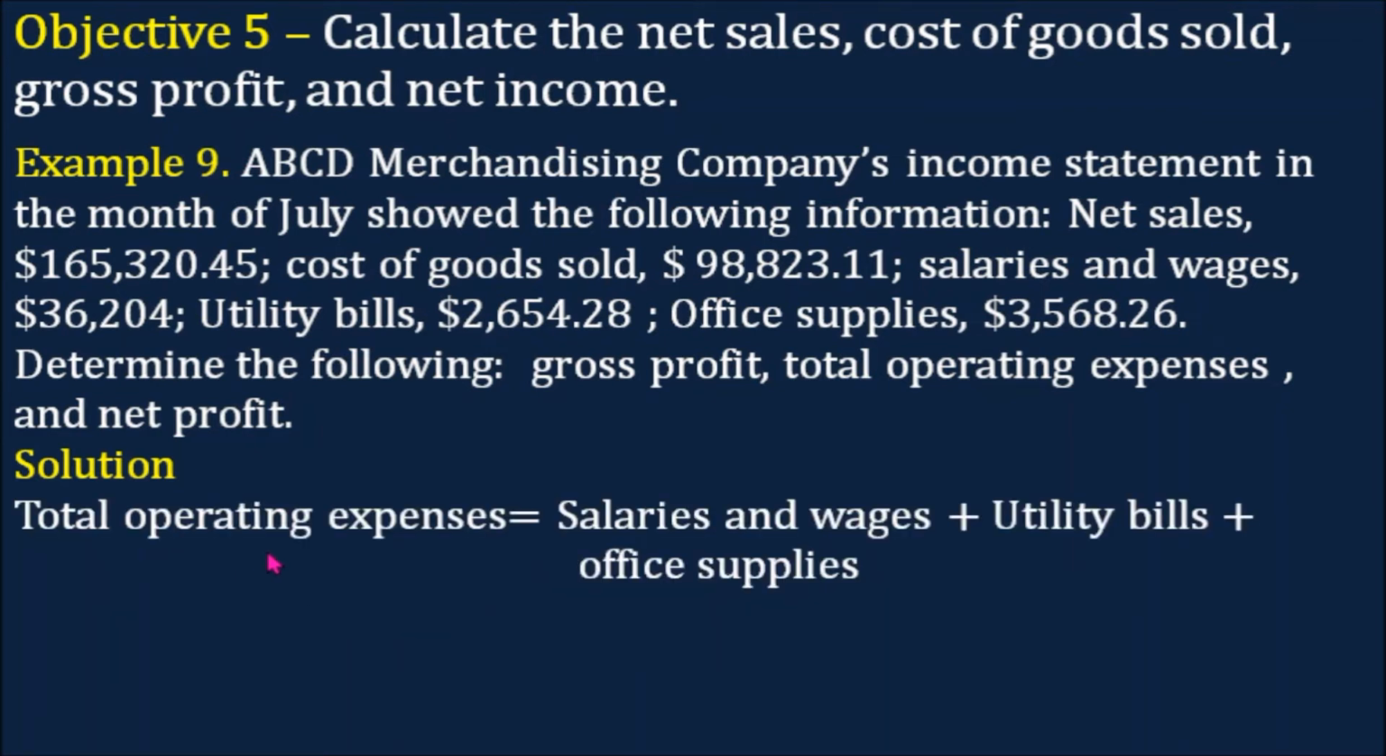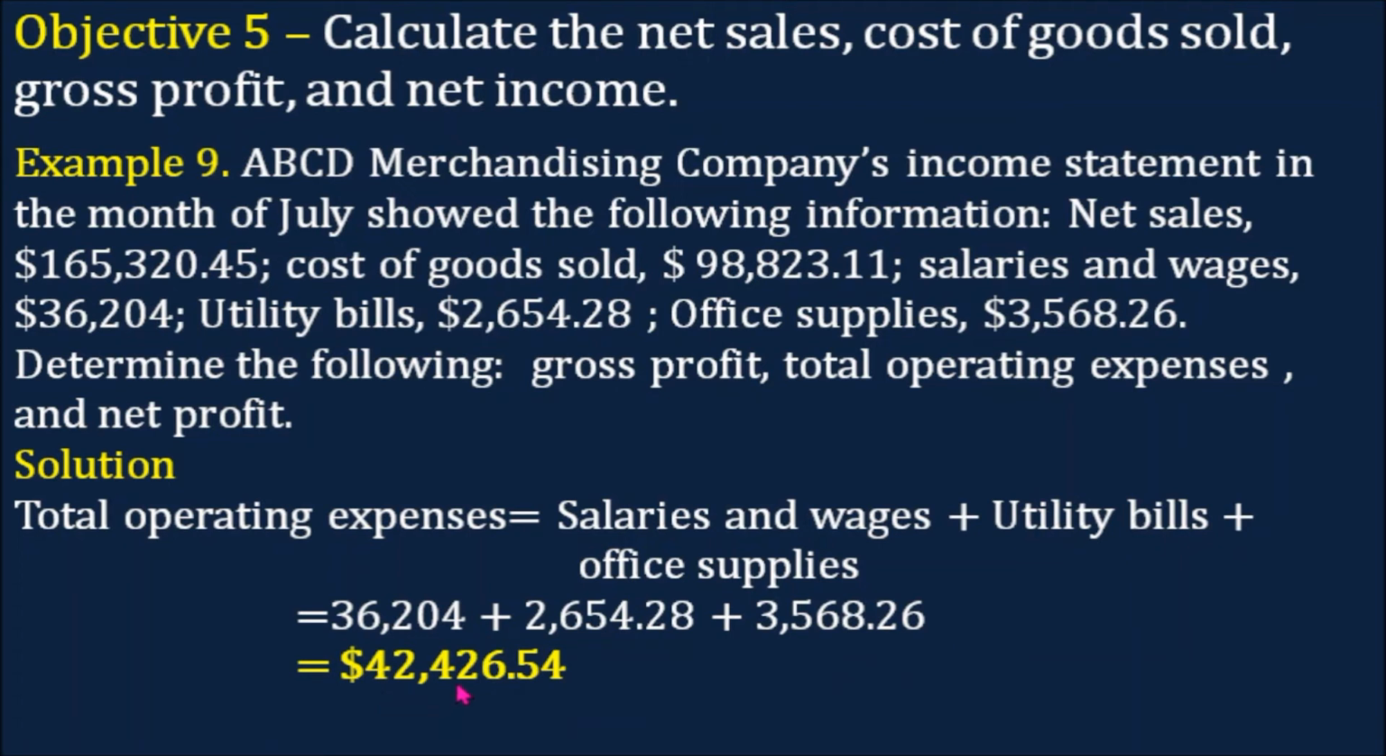And for our total operating expenses, so we have here the salaries and wages, then utility bills and office supplies. So we have these amounts, $36,204 for salaries and wages, then we have $2,654.28 for utility bills, and $3,568.26 for our office supplies. The sum of these three amounts is $42,426.54. So this is our total operating expenses.